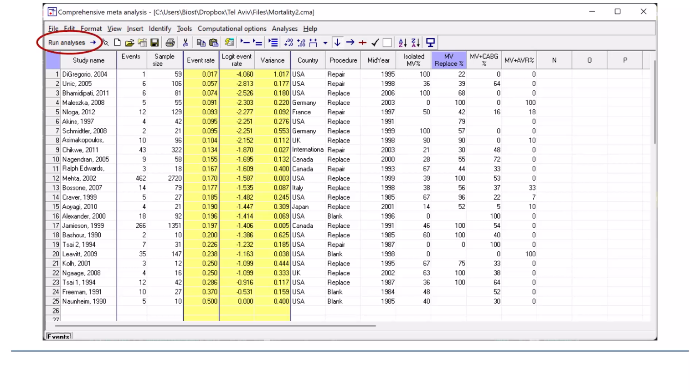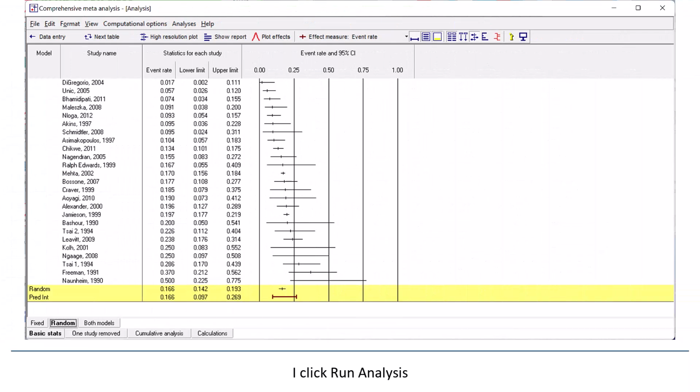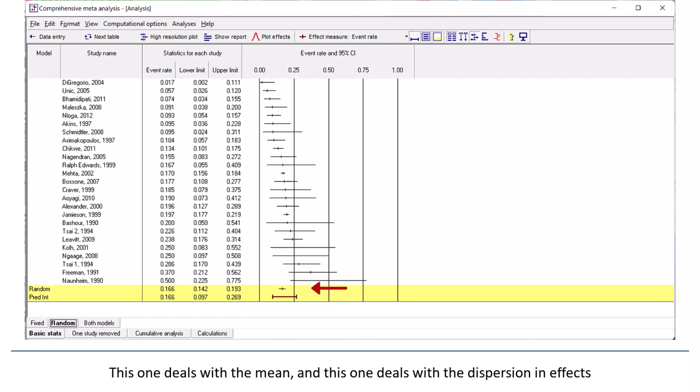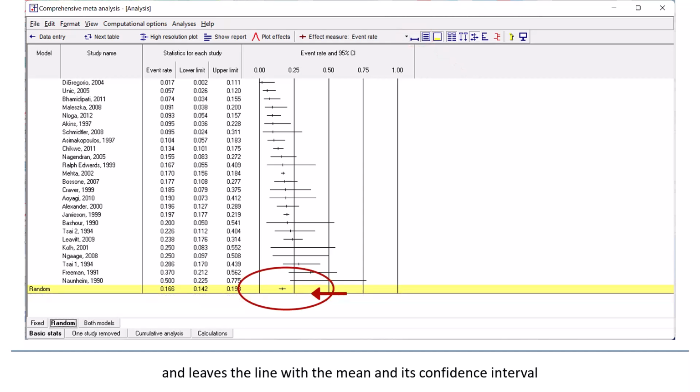I click Run Analysis. If needed, I click Random Effects. As we discussed earlier, there are two lines here. This one deals with the mean, and this one deals with the dispersion in effects. For purposes of this tutorial, I'd like to focus initially on the mean effect size. So I'll uncheck the tool for prediction intervals. That hides the line with the prediction interval and leaves the line with the mean and its confidence interval.